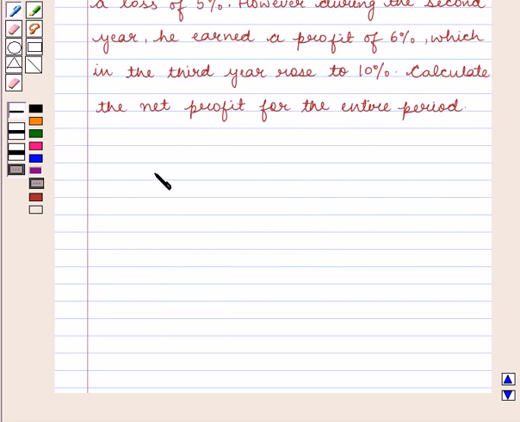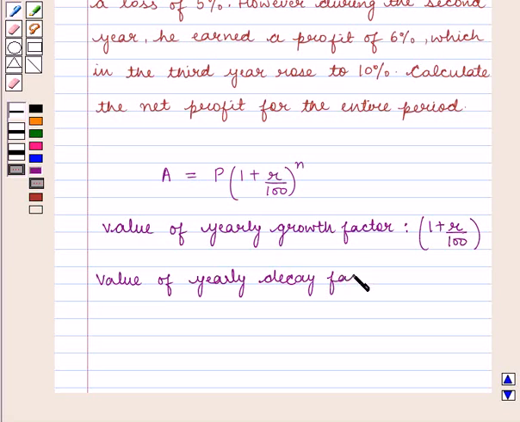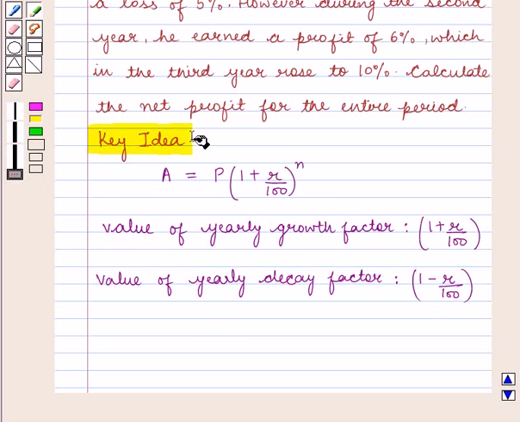The compound interest formula is A equals P into (1 plus R upon 100) raised to power N. We know that the value of the yearly growth factor is 1 plus R upon 100, and the value of the yearly decay factor is 1 minus R upon 100. With this key idea, let us proceed with the solution.